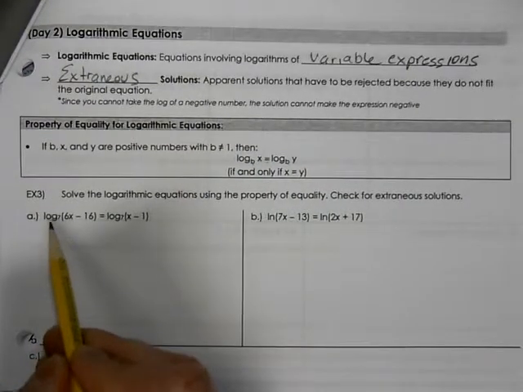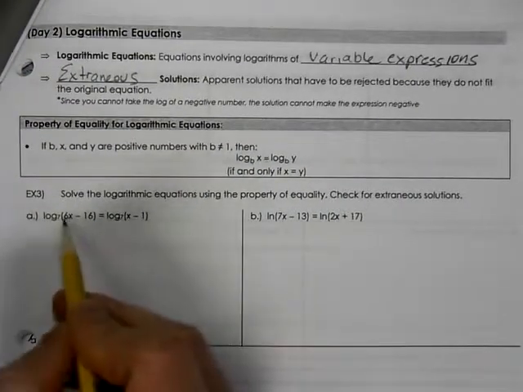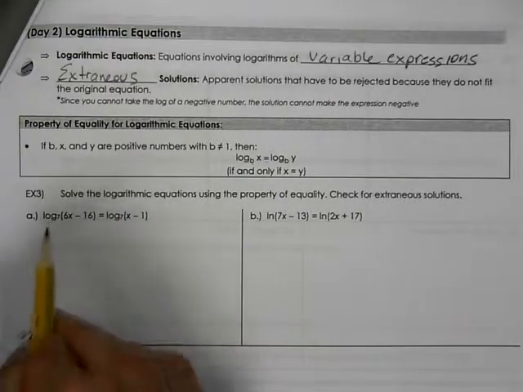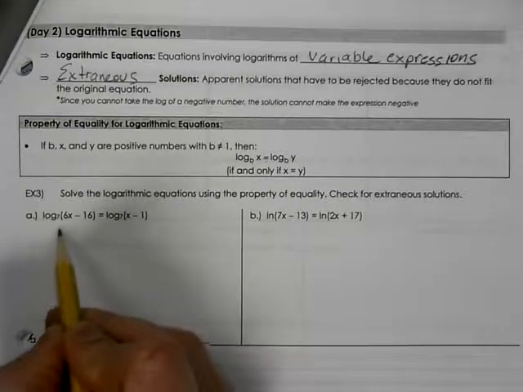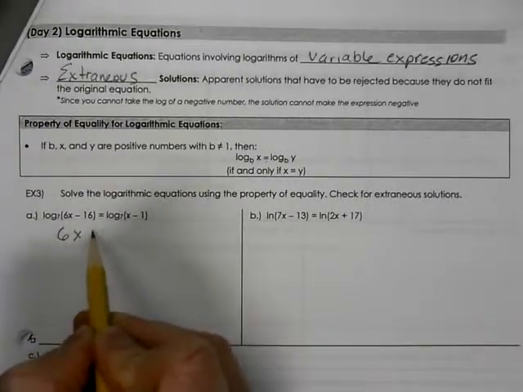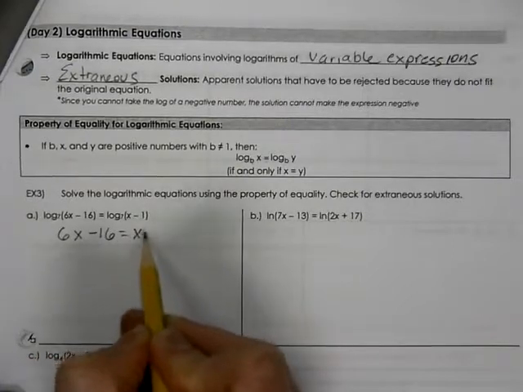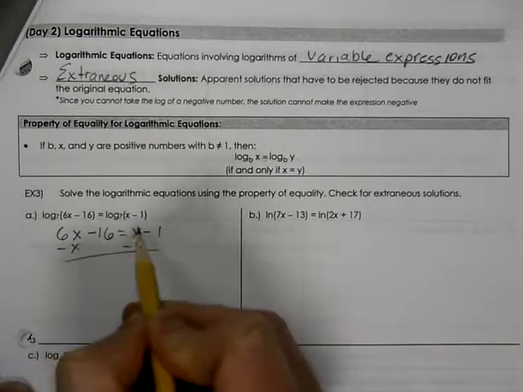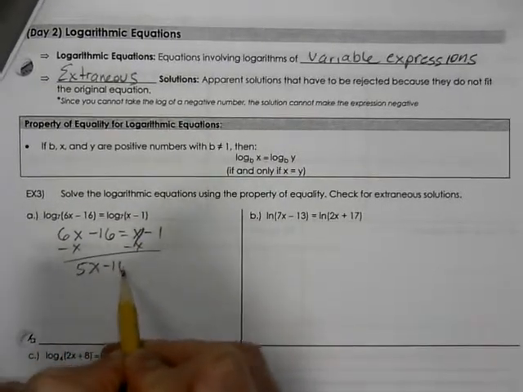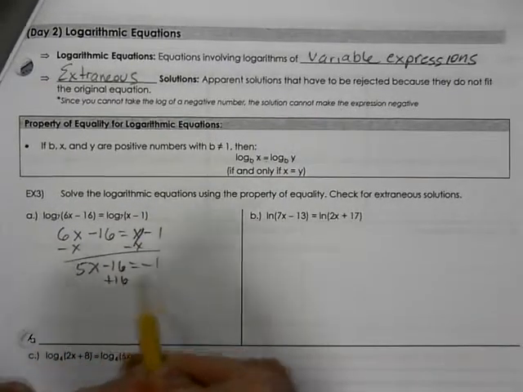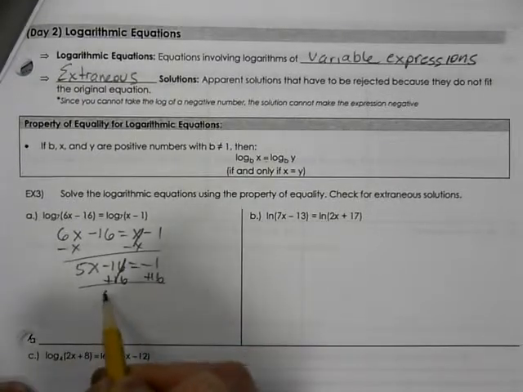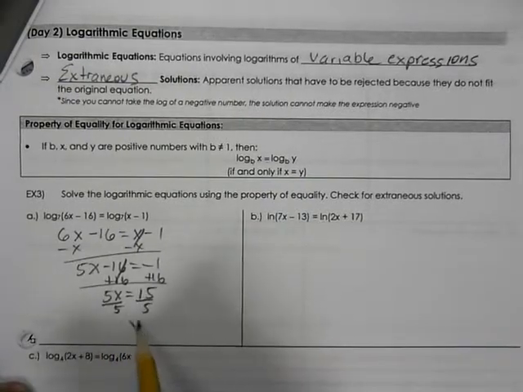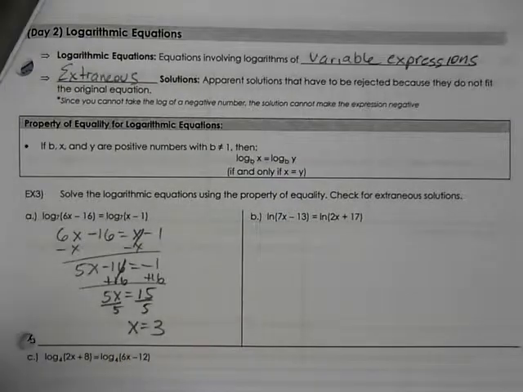When we come down to the first one, we see log base 7 of 6x minus 16 equals log base 7 of x minus 1. We're going to zoom in essentially and just look at the 6x minus 16 and the x minus 1. By subtracting x from both sides and adding the 16, I can divide by 5 to figure out that x equals 3.